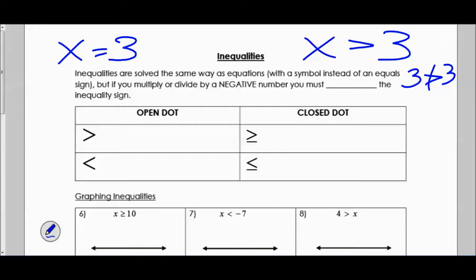There's a whole range of numbers that do work. 10 is bigger than 3. 11 is bigger than 3. Any number bigger than 3 works for that. So for an inequality, there's a range of numbers that work. For an equation, there's one number that works. So that's the difference in interpreting the answer.